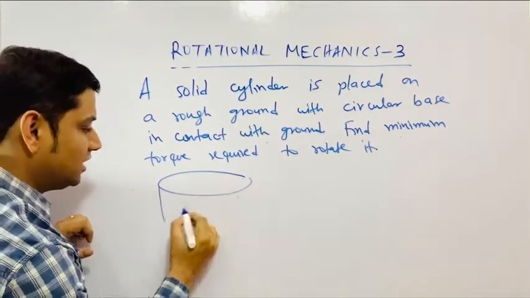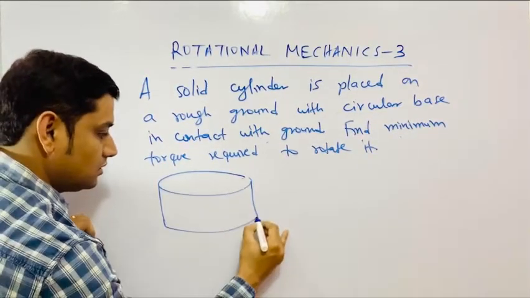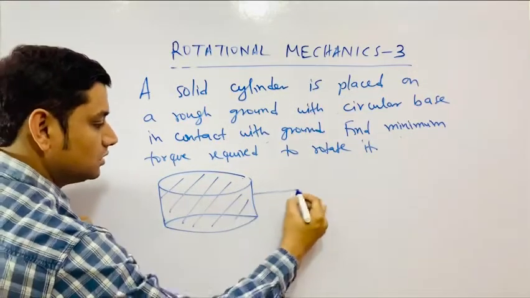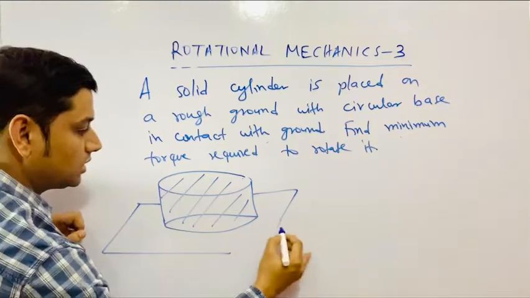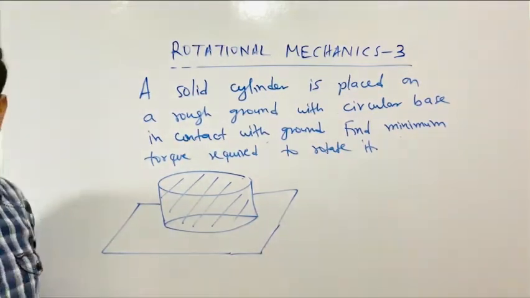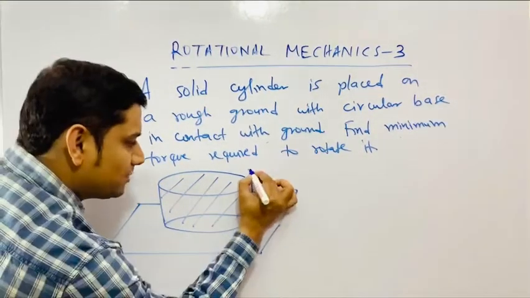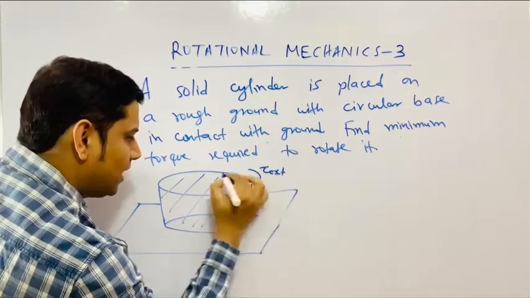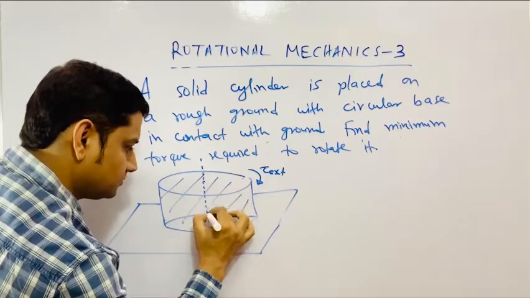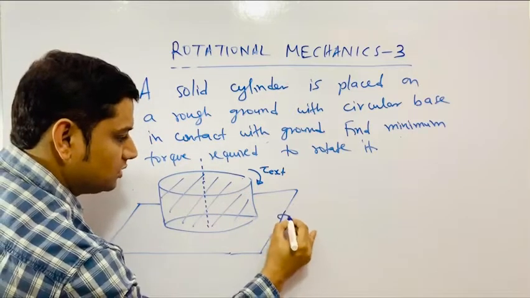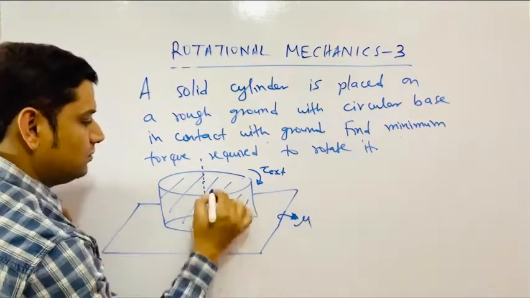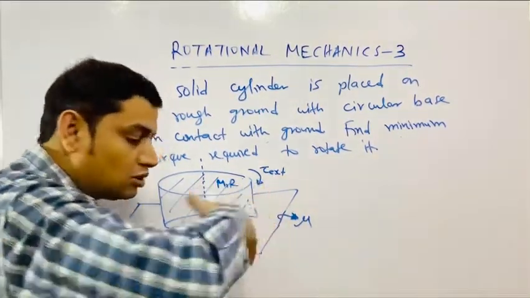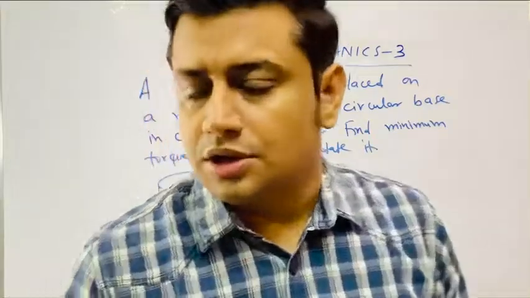This is a solid cylinder placed on the ground. This is your ground or the cardboard. Now you have to provide some external torque here so that it rotates. Friction coefficient is mu. Mass is m, radius is r. What is the minimum torque required to rotate it?